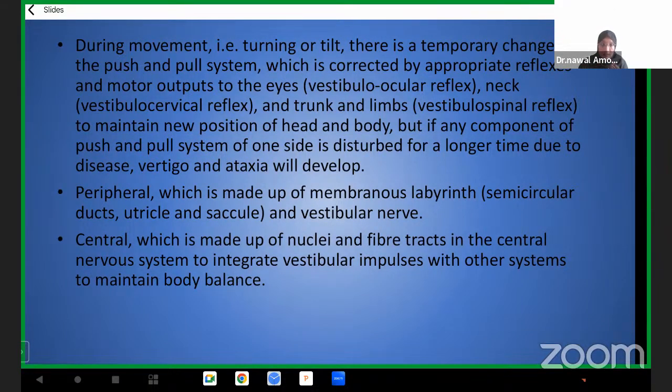And we have a central again. So we have peripheral, we have central. Central is made up of nuclei and fibers. And we have central nervous system to integrate vestibular impulses. So these impulses will send messages to the central part and to the other parts of the body to maintain your balance. In exam, remember to mention the three reflexes: vestibulo-ocular reflex, vestibulo-cervical reflex, and vestibulo-spinal reflex.